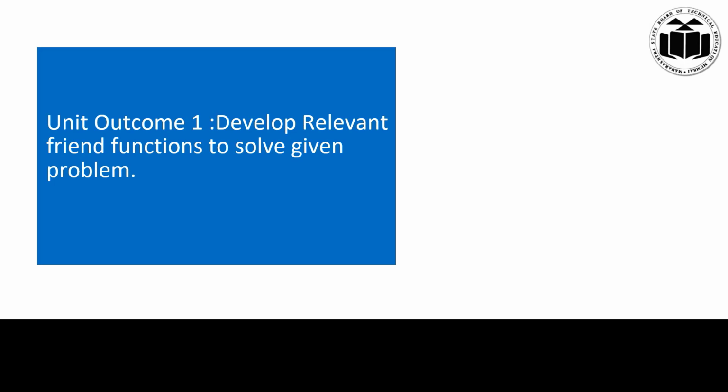Now, in this presentation, we will learn Unit 2, that is classes and objects in MSBTE. In the MSBTE syllabus, this Unit 2 is for 18 marks. As you already know, in Unit 2 you have 4 unit outcomes. From that, today we will cover Unit Outcome 1, and in Unit Outcome 1 we will cover Learning Outcome 1. So Unit Outcome 1 is develop relevant friend function to solve given problem.